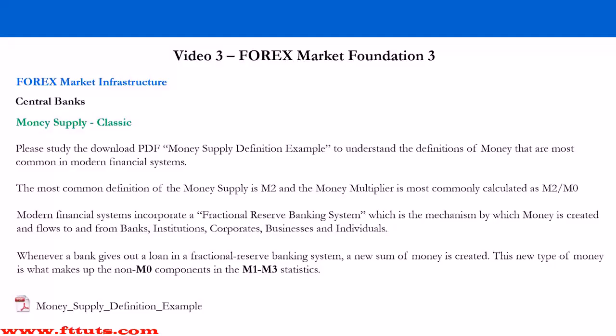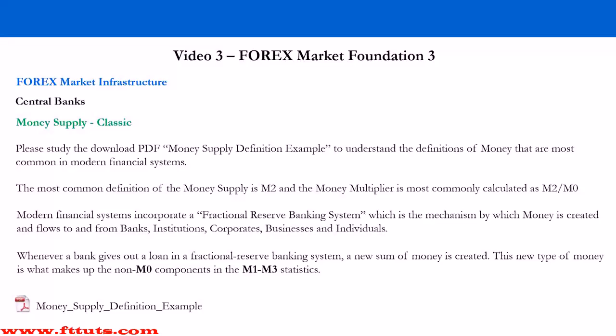The most common definition of money supply is called M2, and the money multiplier is most commonly calculated as M2 over M0. If you want to go to the download section, download the money supply definition, it might be worth doing that before you continue to go through this part of video number 3, and just learn those definitions. So here we're just going to take for granted that you've been through that already.